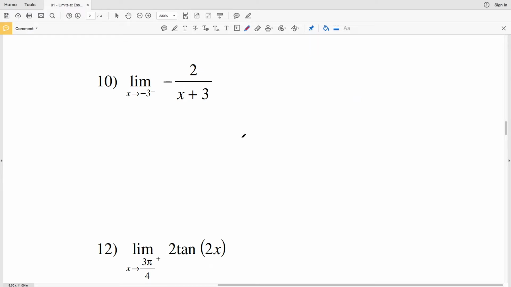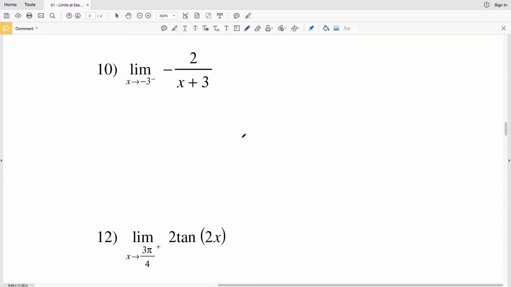In number 10, there's no way to simplify, so this one's going to either be +infinity or -infinity. Now I'll go ahead and write this negative within my numerator. So if my numerator is negative, I need to see, coming from the left, is my denominator positive or negative? I know that it's approaching 0 because -3 plus 3 is 0, but I'm going to see what sign the values have as they're approaching, and again, that's from the left.